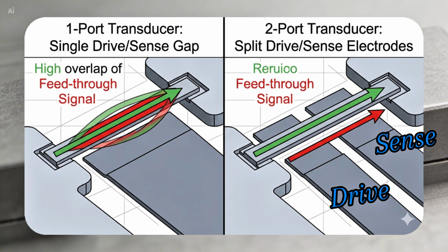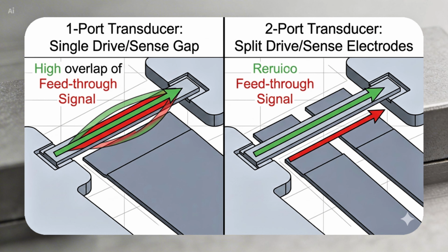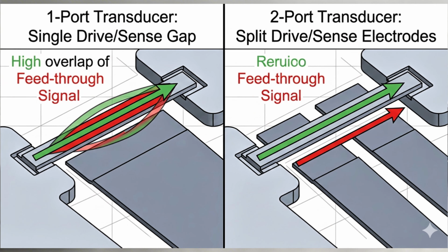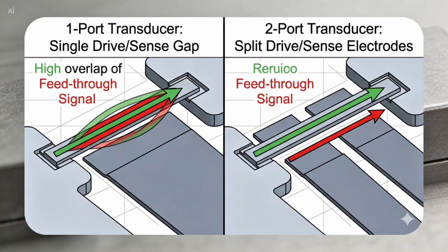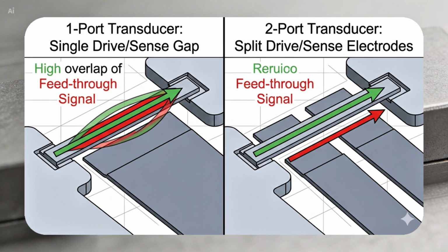The major advantage of the two-port design is the reduction of feed-through. By splitting the electrodes, we effectively reduce the parasitic capacitance between the input and the output. This makes it much easier to detect the motional signal, especially at higher frequencies, where feed-through current tends to dominate and can mask the mechanical signal we are trying to observe.